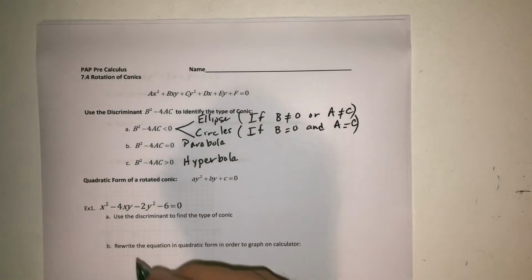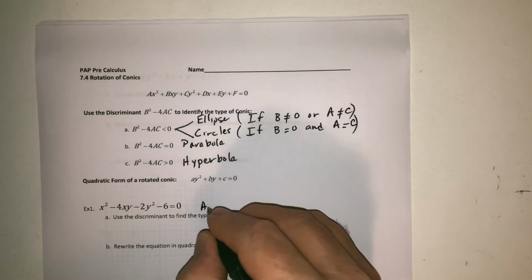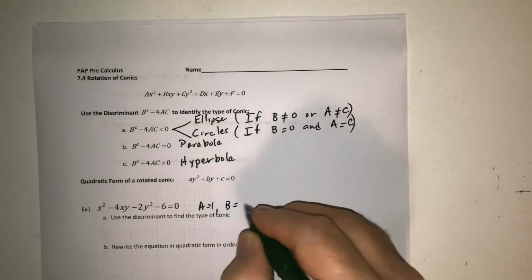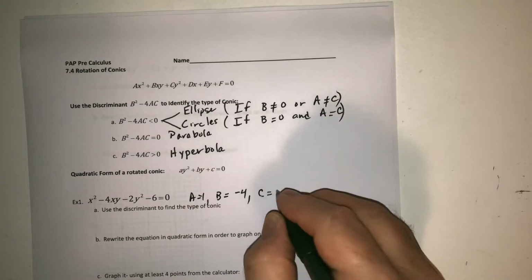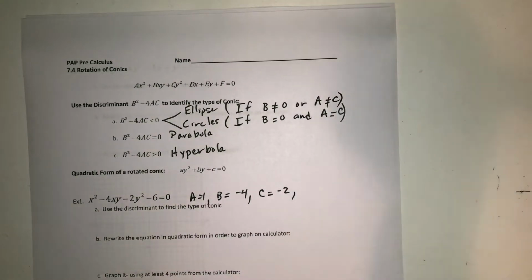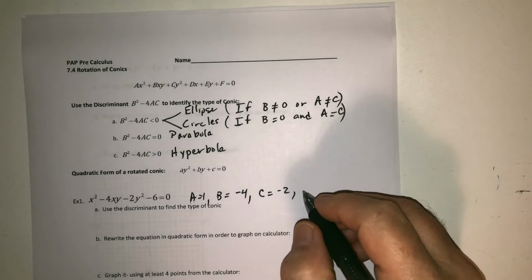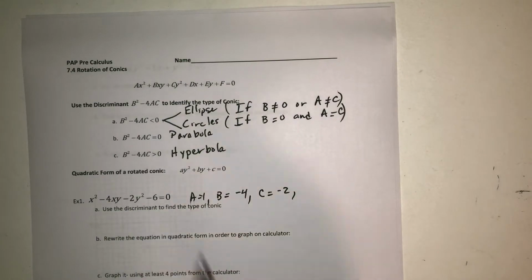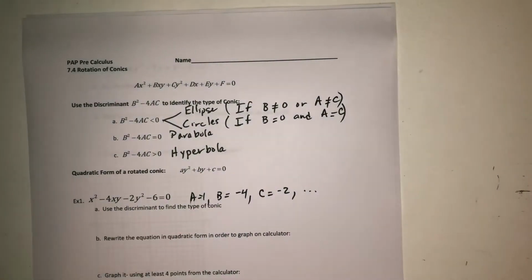So a has a value, in this particular conic section, of 1. B has a value of -4. C has a value of -2. D, you don't need D, it's not involved, but if you wanted to identify D, it would be 0, E would be 0, and F would be -6. But you don't need those for the discriminant, so I'm not going to write them down.